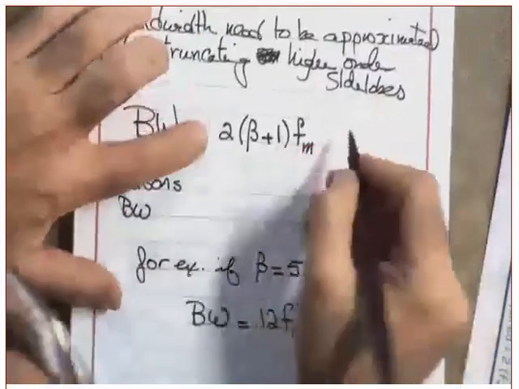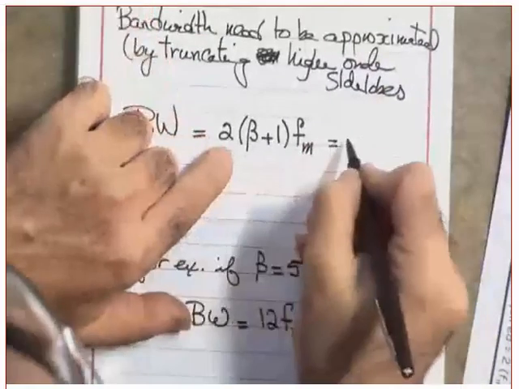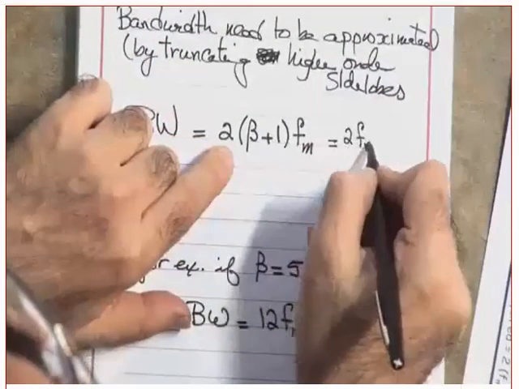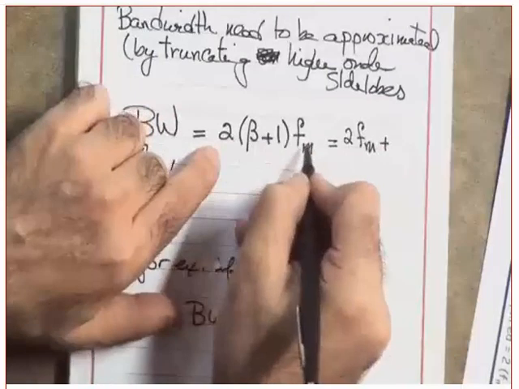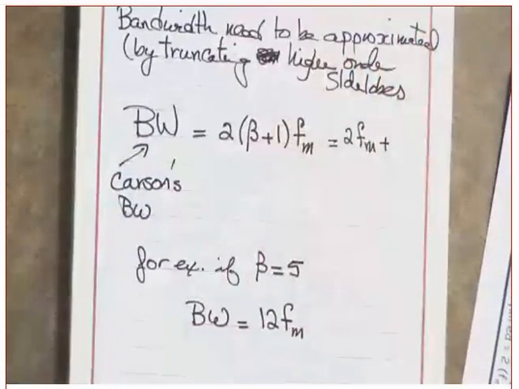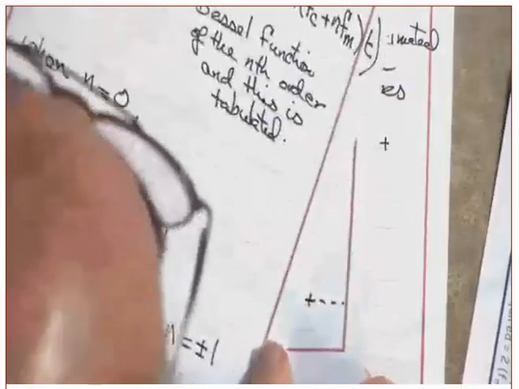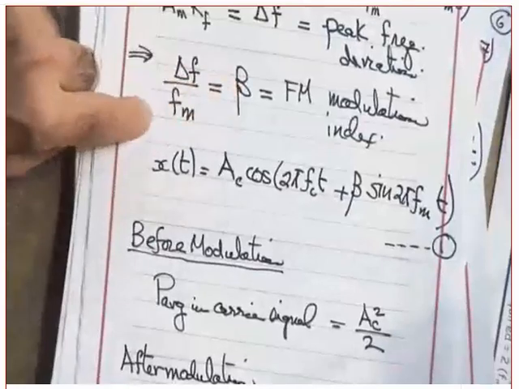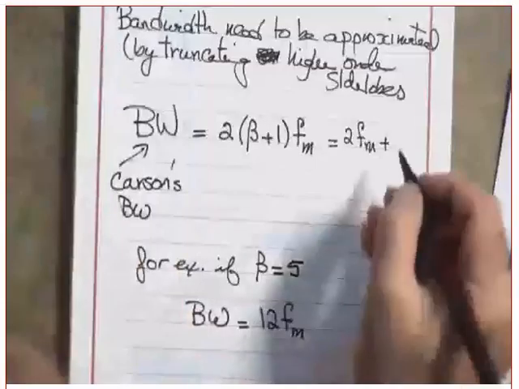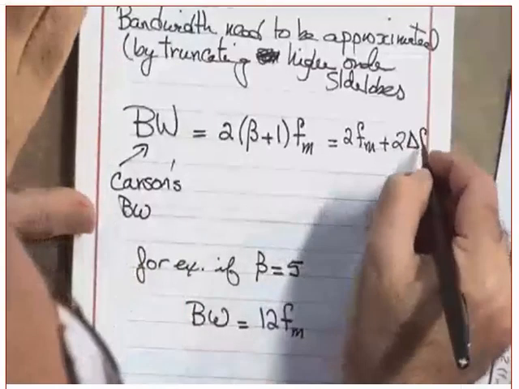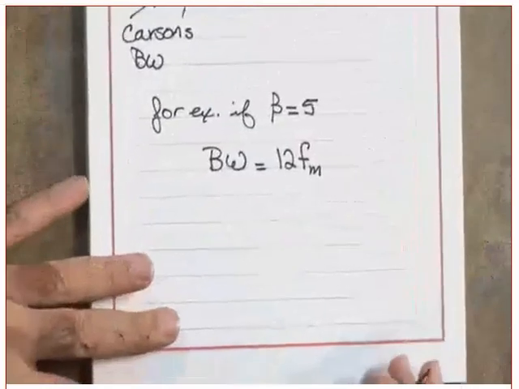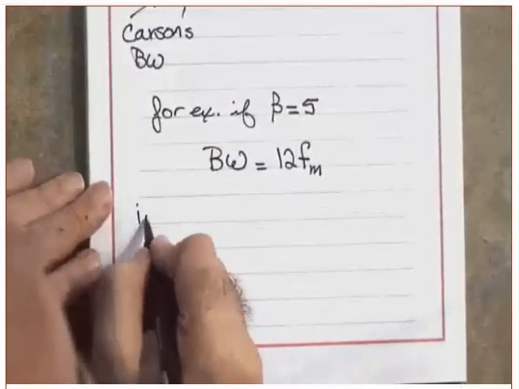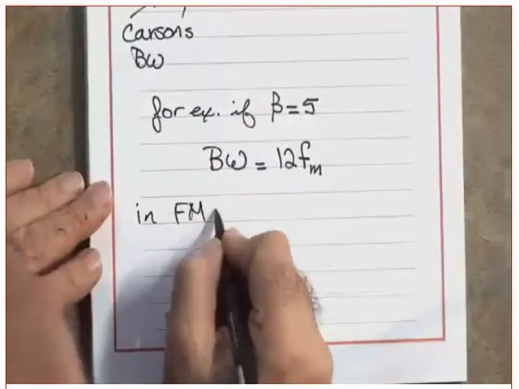Okay. By the way, this one, you could also write it as 2 FM plus beta times FM. Did I define the delta somewhere? Here. Yeah. What is delta F? Beta times FM. So what is this? Agree?